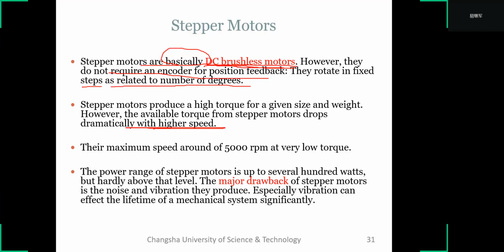Which means when the step motor is running at higher speed, the torque is low. Their maximum speed is around 5,000 rpm at very low torque, but hardly above that level.